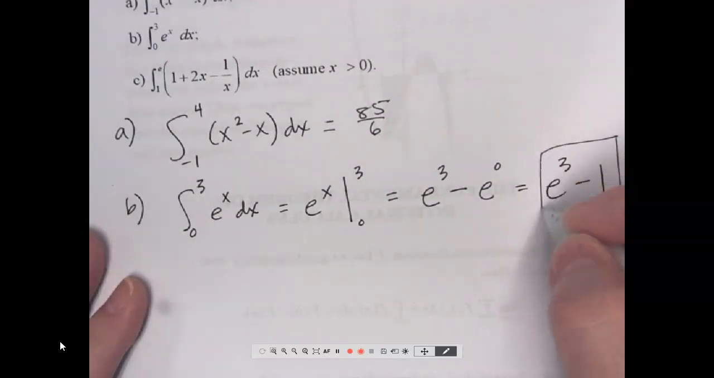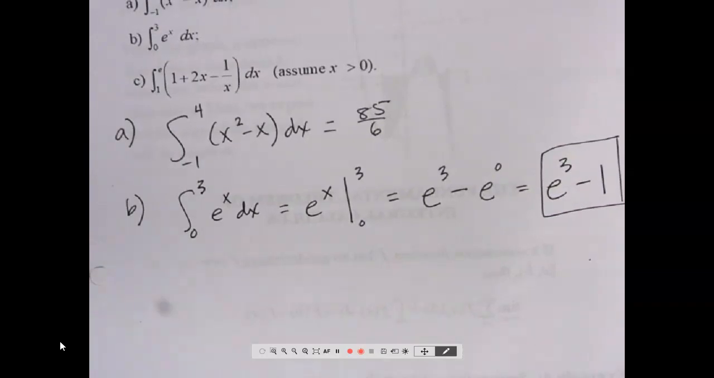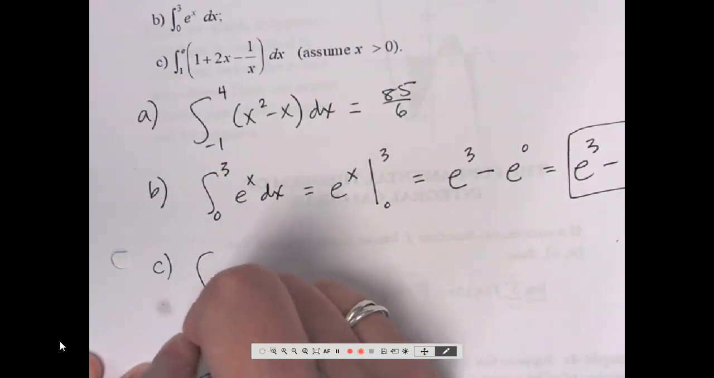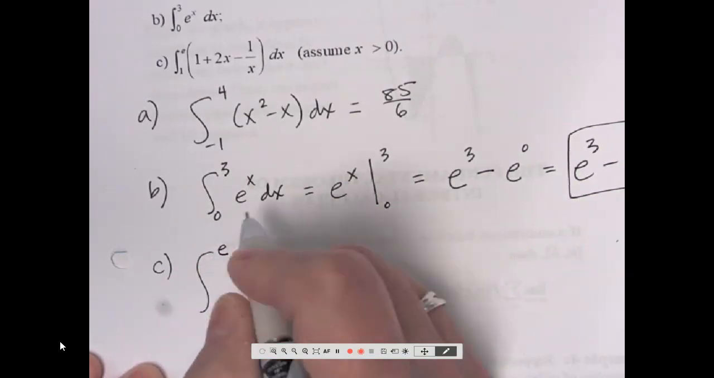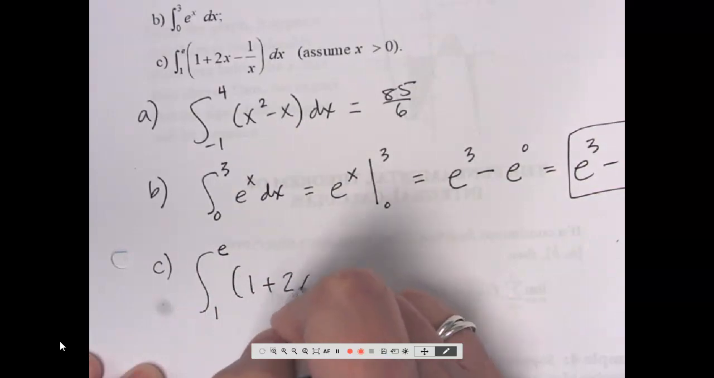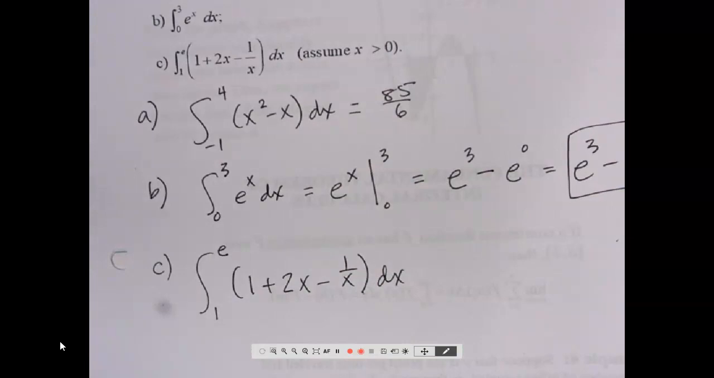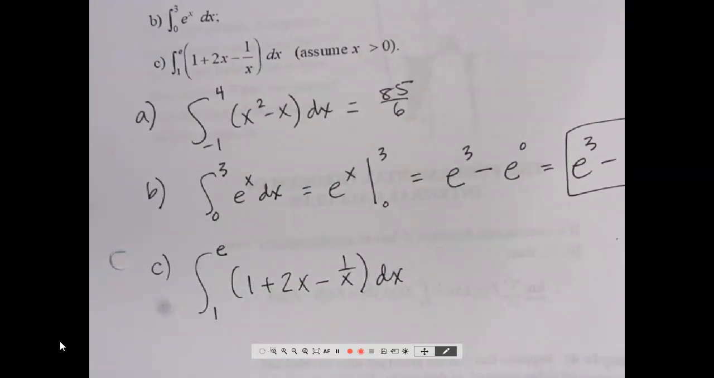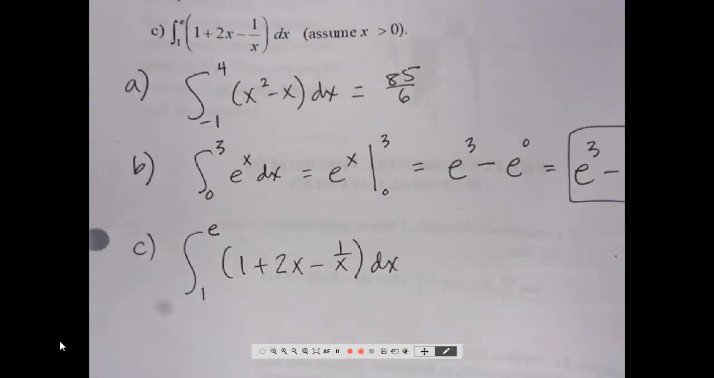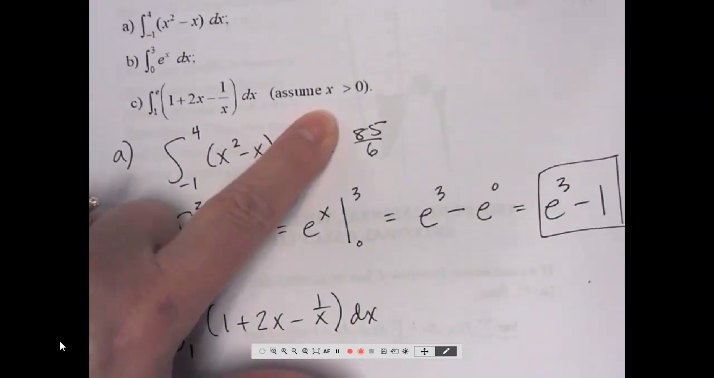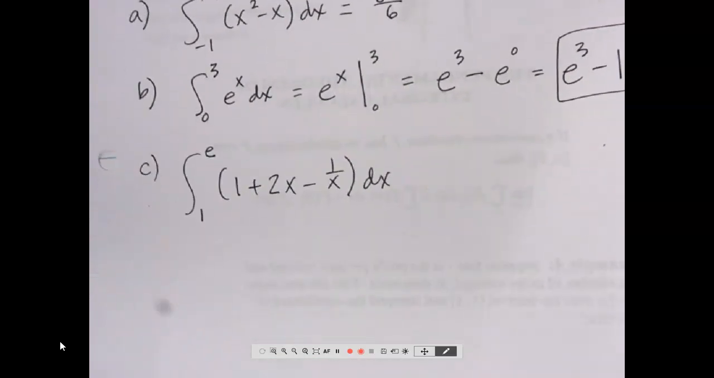So it looks a little scary, and you're like, oh my gosh, it's got an e in it, but it's actually super easy. Question on that one? Okay, now let's look at the third one. The integral from 1 to e of 1 plus 2x minus 1 over x dx. Okay, assume that x is greater than 0. That will play out in a minute. I'll show you why that's important. This little clarification here, I'll explain in a second.